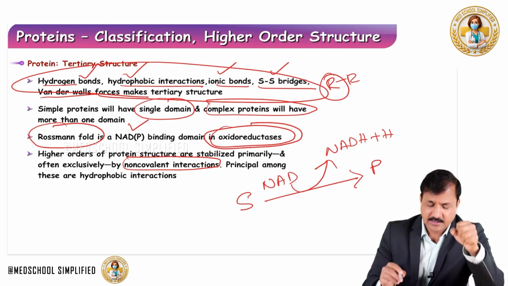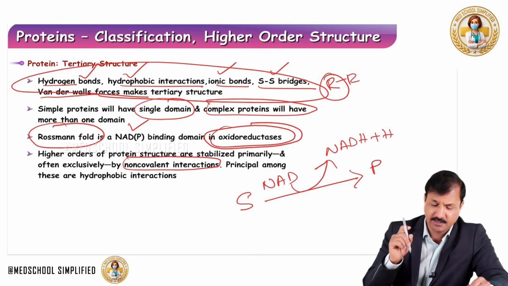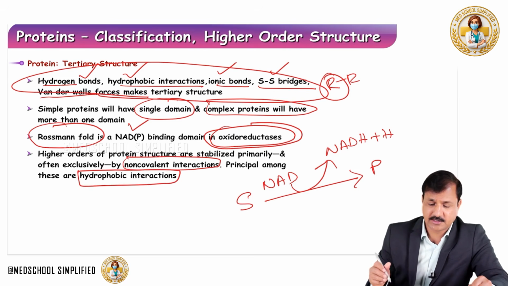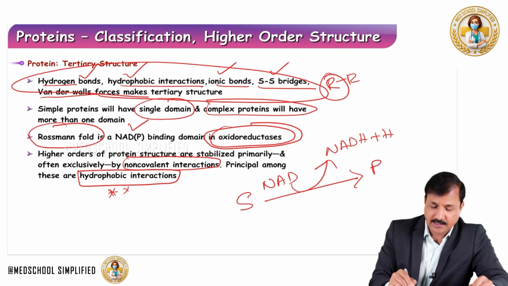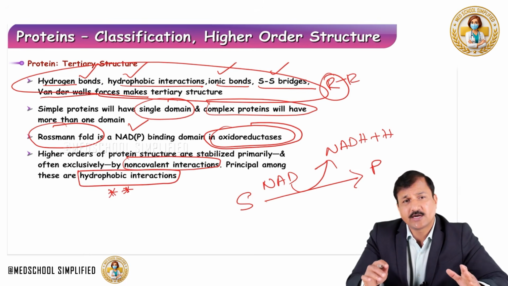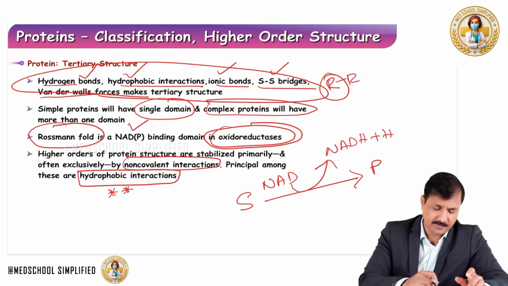So out of all this, the most important non-covalent interaction that will stabilize tertiary structure is hydrophobic interaction. Remember that. Hydrophobic interaction is the principal one among all non-covalent interactions that stabilize the tertiary structure of a protein molecule. That's a point to be remembered.